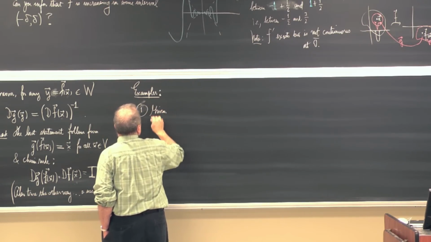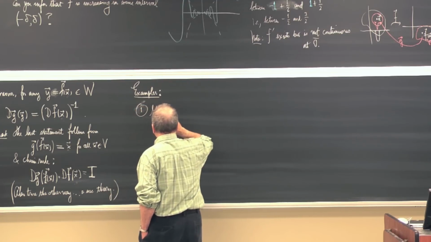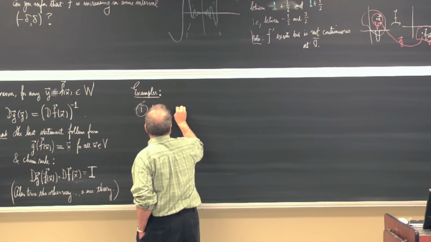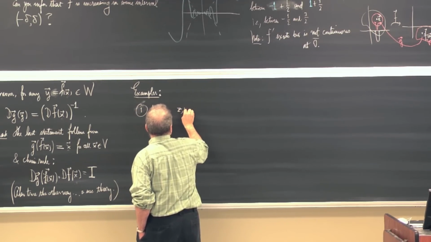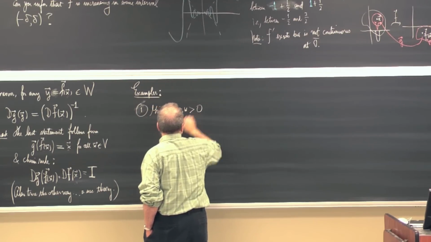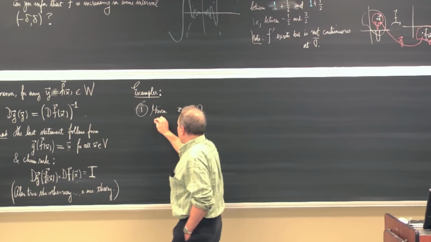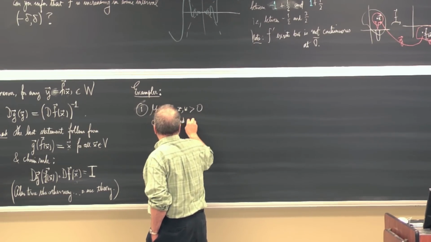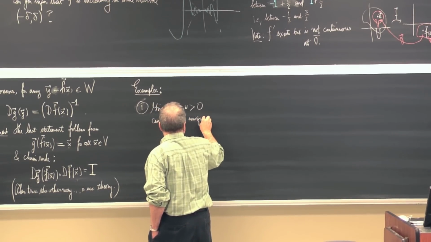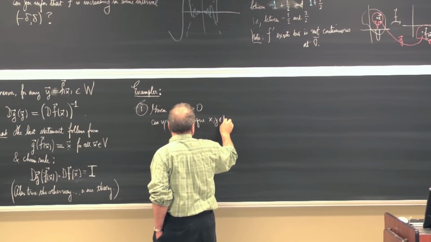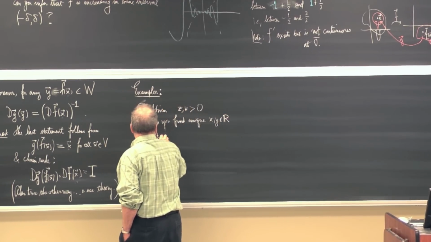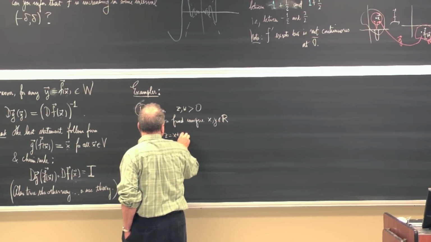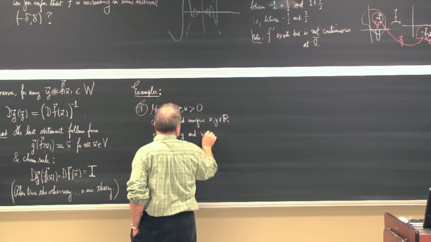So, given, let's say, Z and W, positive real numbers, can you find unique real numbers so that Z is their sum and W is their product?